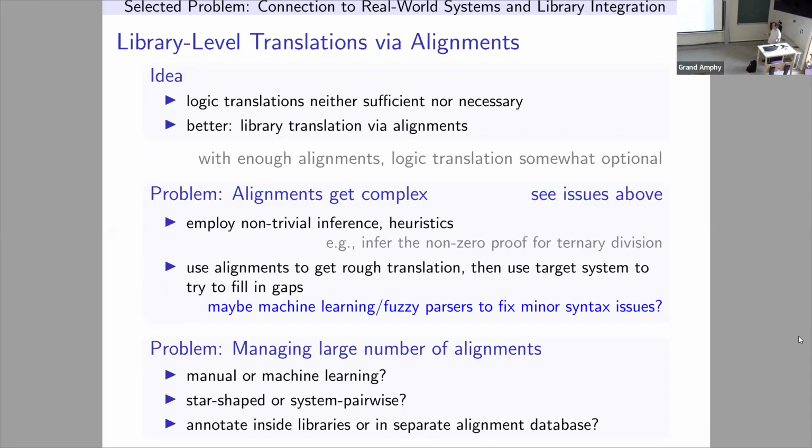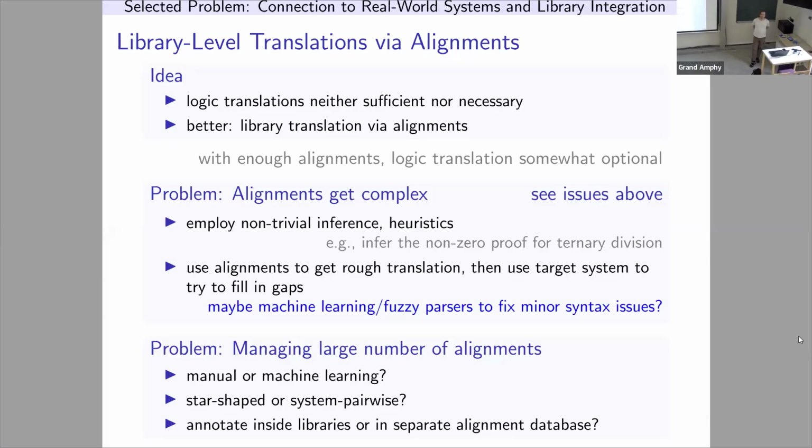So in the end, you get a kind of weird conclusion that logic translations are neither sufficient nor necessary. They're not sufficient. If we have a logic translation, we can translate the library, but it doesn't give us what we want. But interestingly, they're also not necessary. In a way, they're not even the thing we should be worrying about. So what's much more important is to translate between libraries.